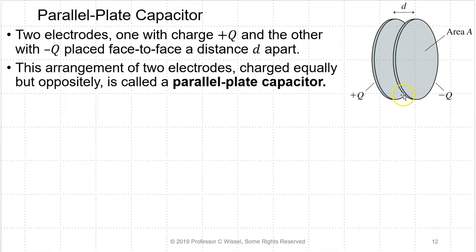So here's a picture of a parallel plate capacitor. By the way, the shape of the plates in this case doesn't matter for a parallel plate capacitor. It's just the area that counts. Plates are basically electrodes. So there are two electrodes, one with a charge of positive Q and one with a charge of negative Q. They're placed face to face a distance d apart. This arrangement of two electrodes charged equally and oppositely is called a parallel plate capacitor.